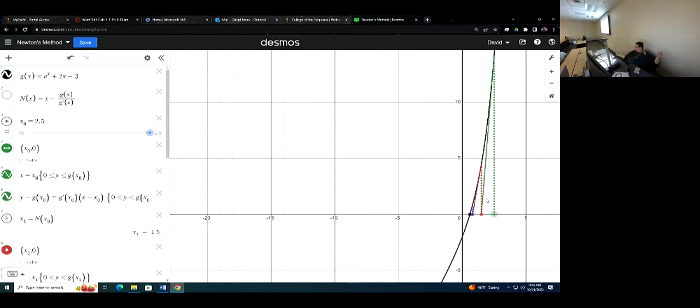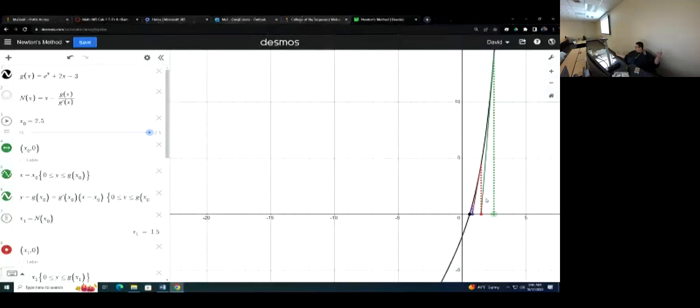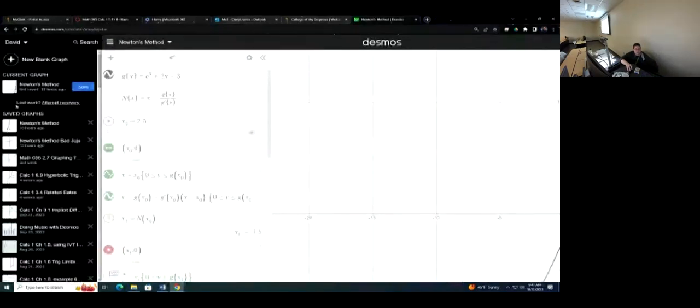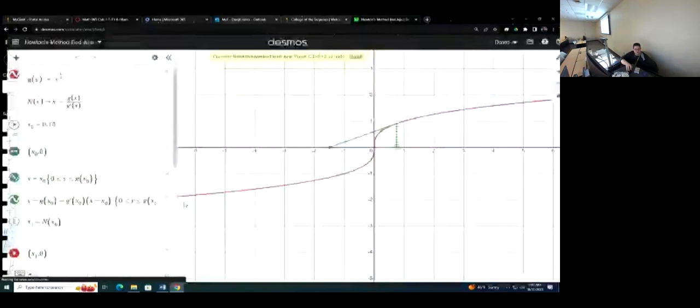Doesn't always work. And you'll know when it's not working, because your values just keep diverging away from it. You're not getting closer to a number, you're getting further and further from a number. I've got one of those loaded too. This is the bad juju graph.